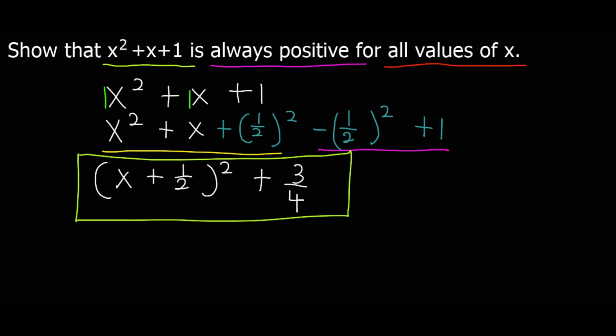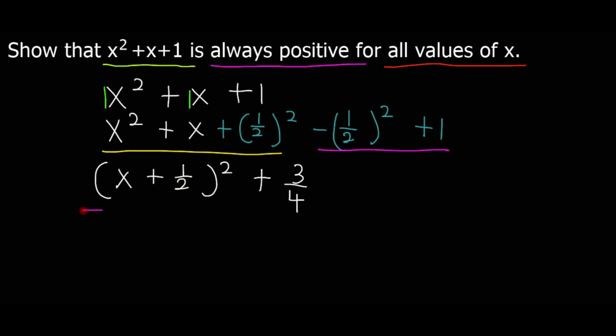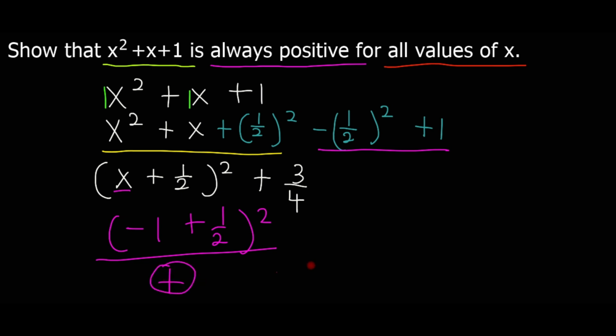Notice something: you can see that this part containing x is squared. So when you substitute any number here, for the reason that it is squared, we will always get a positive number, because we know that when you square any number, either negative or positive, you always get a positive number. For example, if you say negative 1 plus half, for the reason that this is squared, we will always get a positive number. And for the reason that this part always gives a positive number, and even this number is positive.